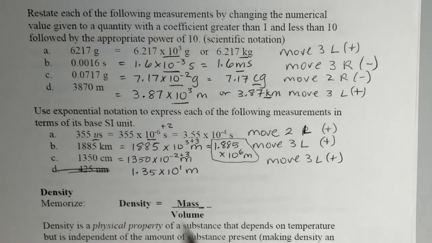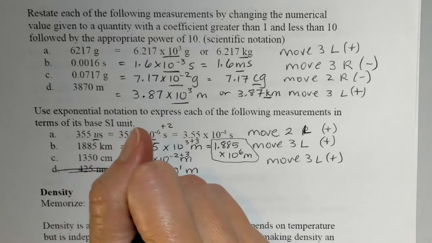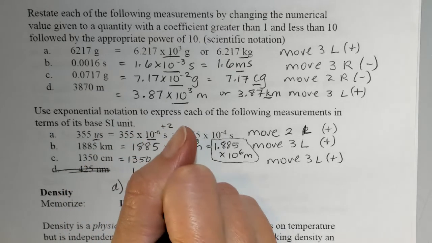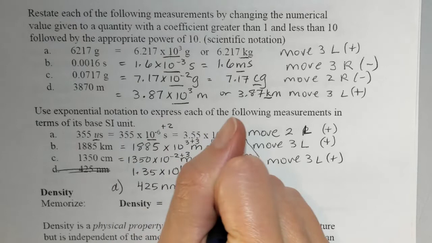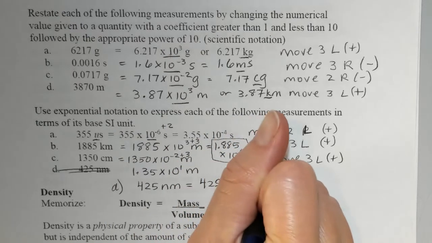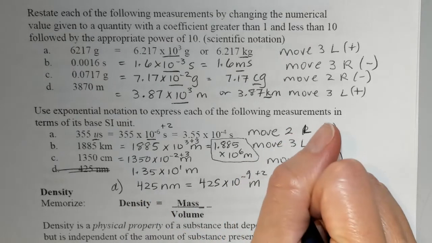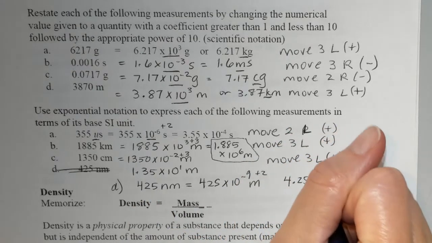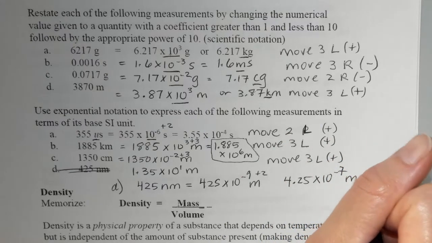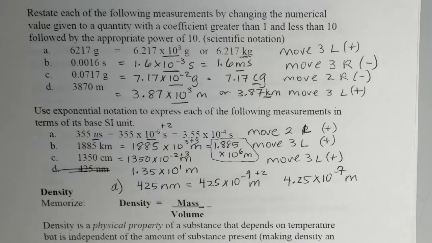All right, and then for D, let me write that down here. We had 425 nanometers. The nano is times 10 to the negative 9 meters. And then in this case, I'm moving the decimal 1, 2 to the left. So we're going to add 2 to the power. So 4.25 times 10 to the negative 7 meters. All right, so just practicing proper scientific notation and those prefixes that we want to learn.